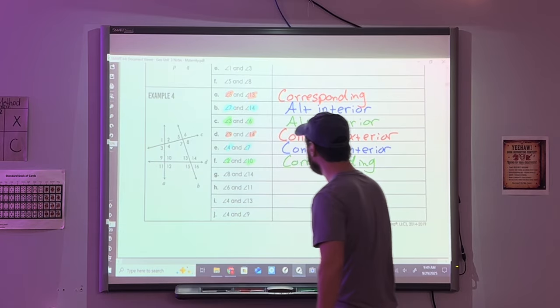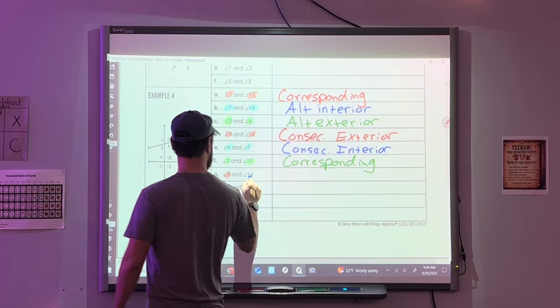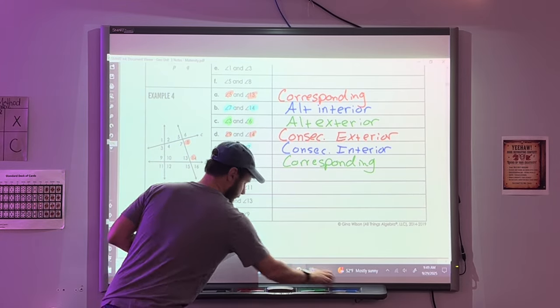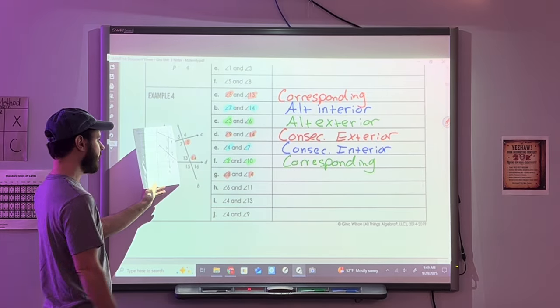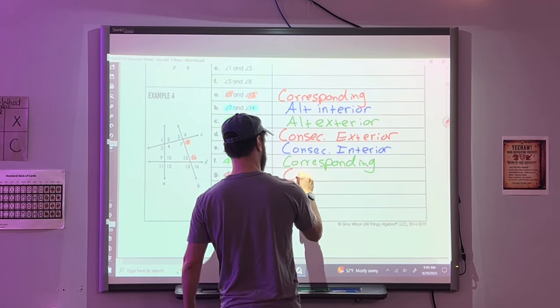And let's finish this up. 8 and 14, 8 and 14. All right. Over here, inside, same side, consecutive interior.